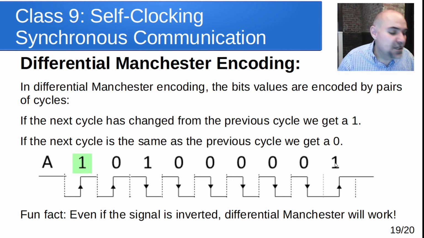So this differential Manchester encoding is used on some industrial and automation networks to communicate information. A lot of other places it gets used as well. It gets used in some wireless things. But it's a very cool technique.